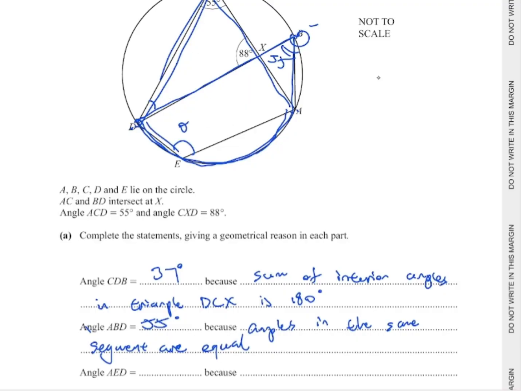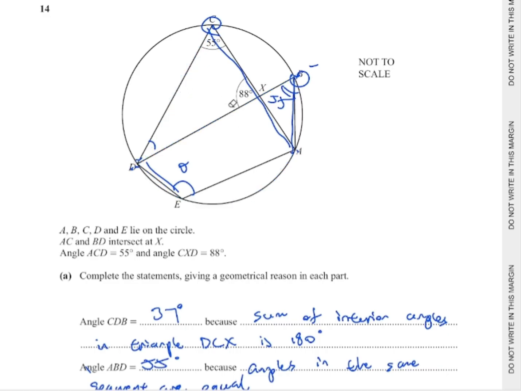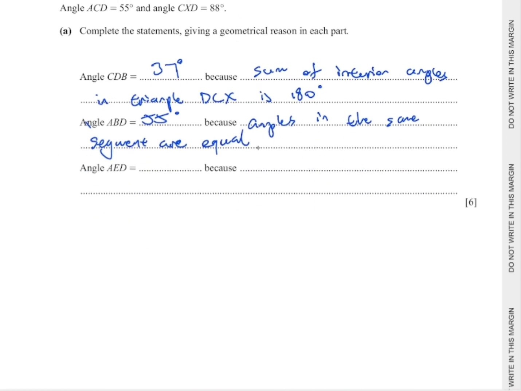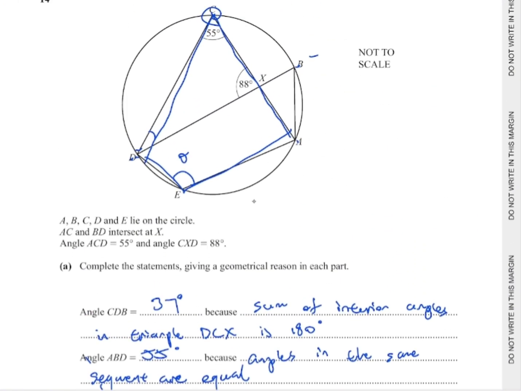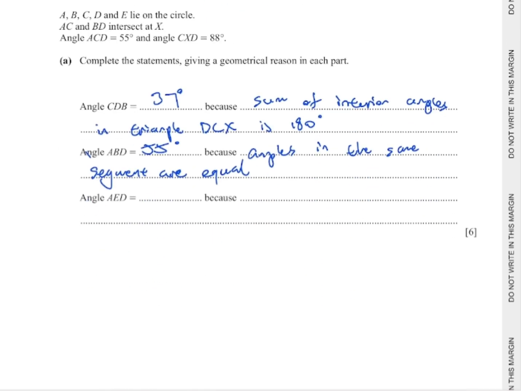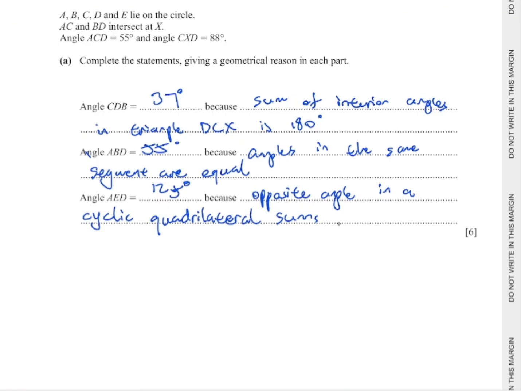Okay, now AED. So here, theta. We can see that AED is in this quadrilateral. So we know that the opposite angles of a cyclic quadrilateral sum to 180. So here would be 125. 125 because opposite angles in a cyclic quadrilateral sum to 180.